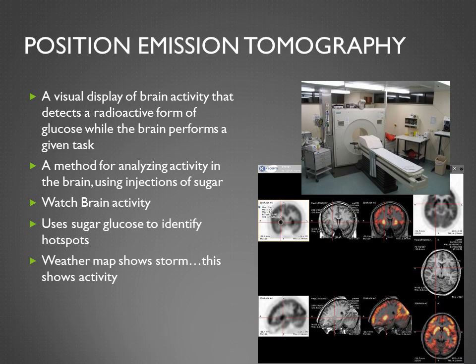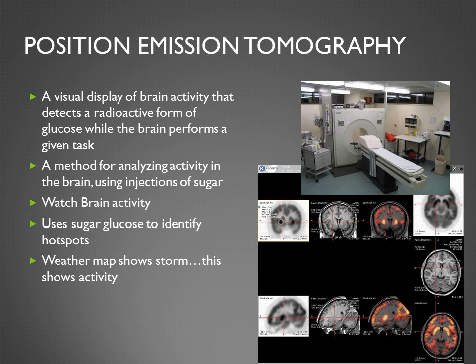Positron emission tomography, what this is known as a PET scan. It's a visual display of brain activity that detects radioactive forms of glucose while the brain performs a certain amount of tasks. So it's a method for analyzing activity in the brain, and they usually inject you with sugar. What they can see is that they watch for brain activity. They use this sugar, the glucose, to identify the hot spots.